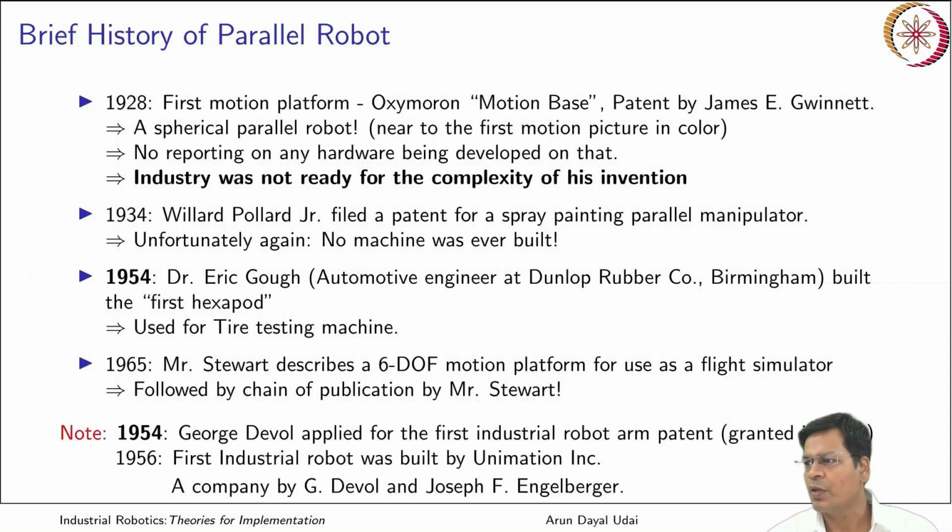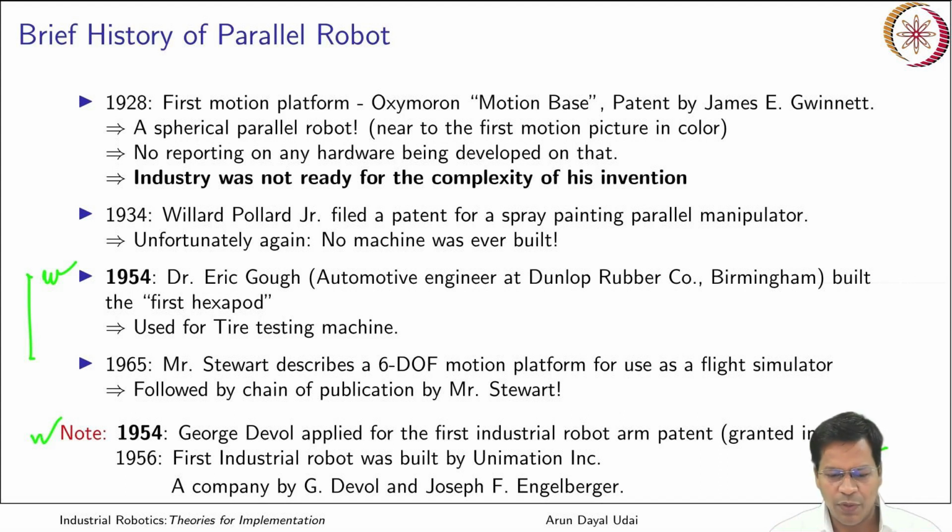In 1954, George Devol applied for the first industrial robot arm patent, granted in 1961. So you see the years are very close. This parallel robot, because of its complexity, was on hold. The kind of mathematics and technical reporting available in those days went a little slower for parallel robots, although you will find that even parallel robots are most widely used nowadays.